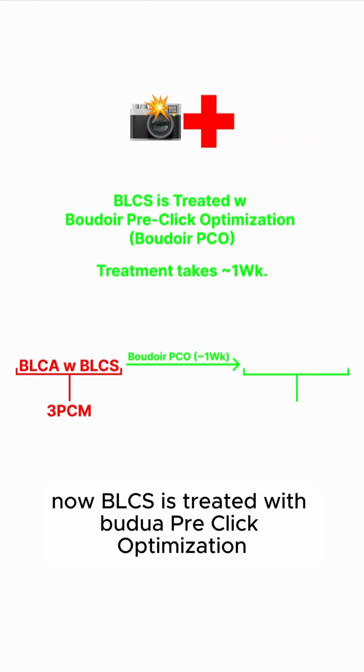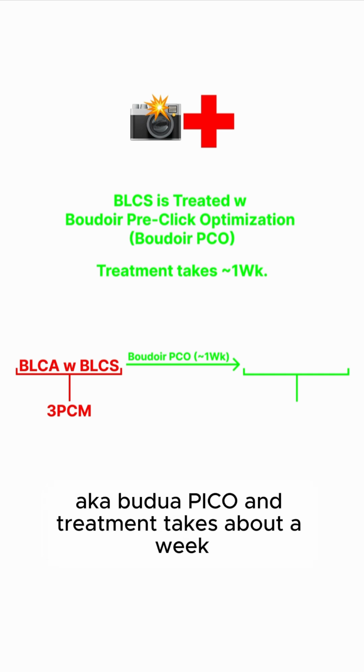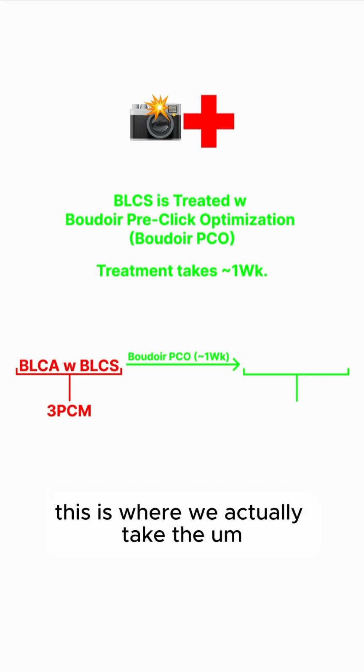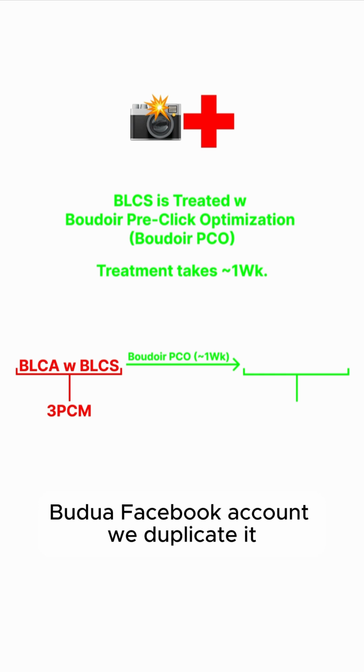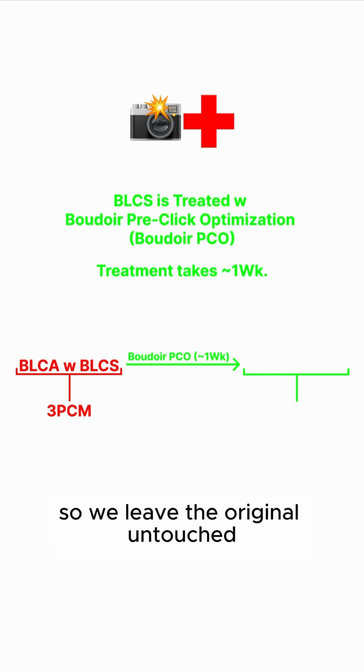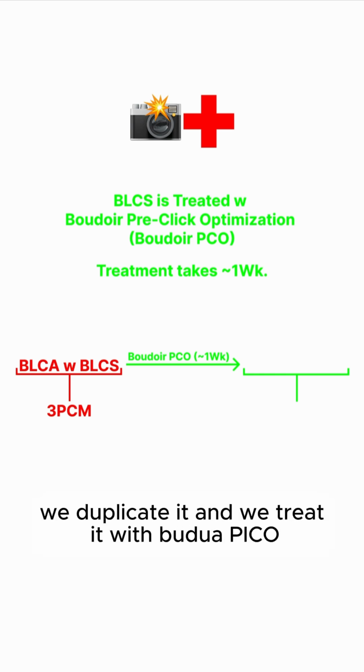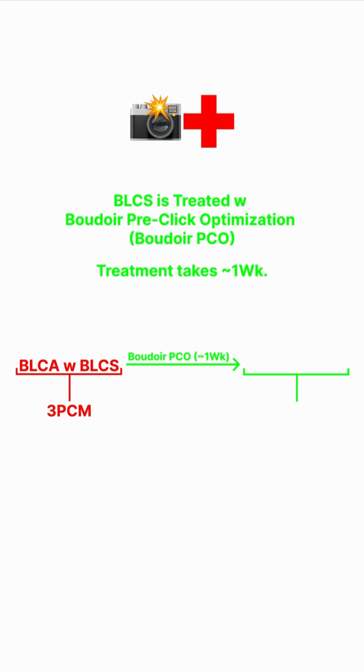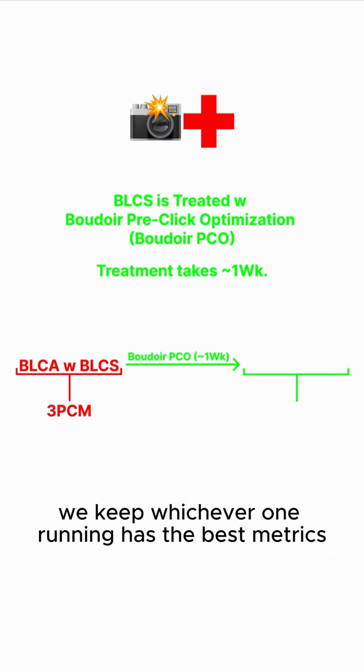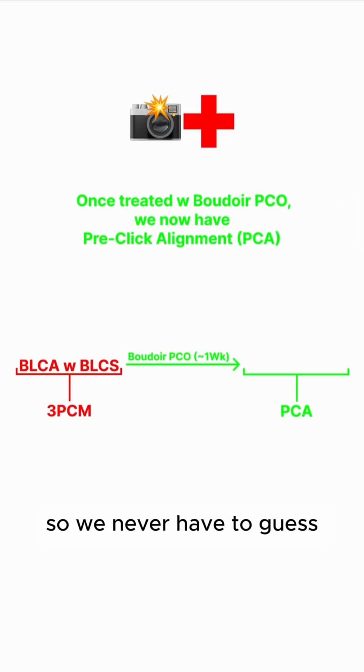Now BLCS is treated with Boudoir pre-click optimization, aka Boudoir Pico. And treatment takes about a week. So we invented this. This is where we take the Boudoir Facebook ad and duplicate it, so we leave the original untouched. We duplicate it, and we treat it with Boudoir Pico. And at the end of a week, we keep whichever one running has the best metrics. So we never have to guess.